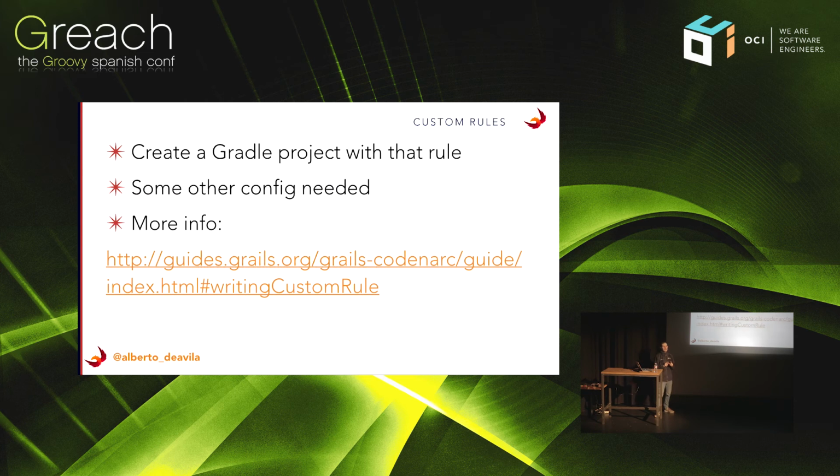So if you want to create custom rules, there are a few more steps to do, because you have to create another Gradle plugin, install the Codenarc plugin inside this project, and then import this new project inside your project. But if you want to do that, you have to go to the Grails guide created by Ivan. Inside you can find the repo and a complete guide to create a custom rule.